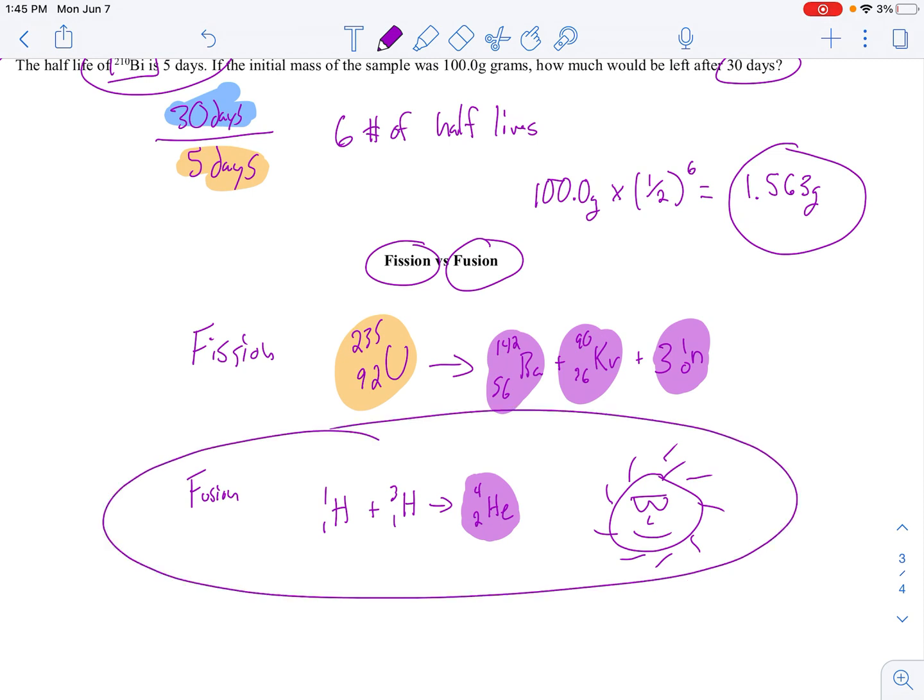If we did that, by golly, we wouldn't be relying on fossil fuels and everything would be great in our world. But right now, it takes more energy to start a fusion reaction than actually outputs. So eventually, hopefully, we can figure out fusion reactions, but for right now, we don't have it quite figured out.